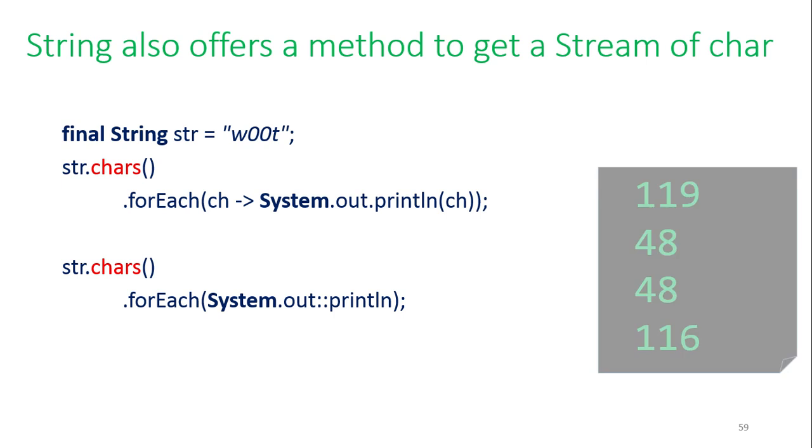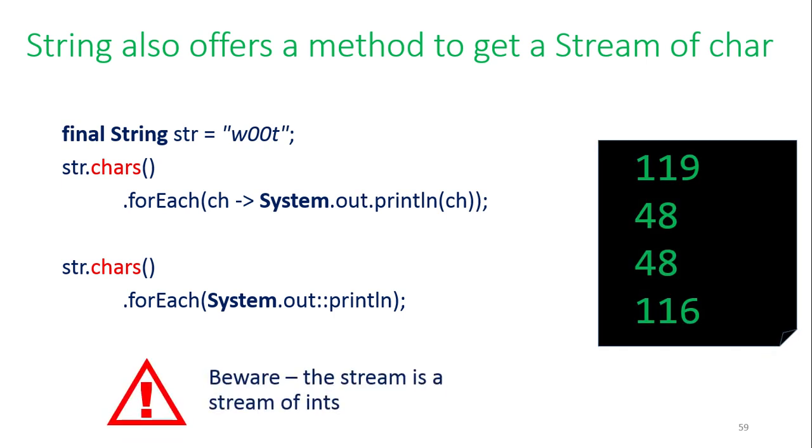But if you pay attention, and if you just run this code even, you're going to see that the result is unexpected. The result is 4 numbers, not 4 characters, 4 numbers. So those 4 numbers represent the way that the characters are encoded, okay? So that means that str.chars method returned to us a stream of int values instead of what we would have expected, which is a stream of char values.